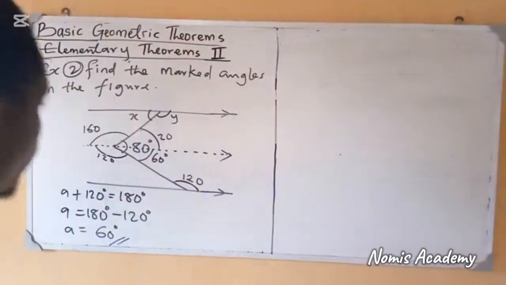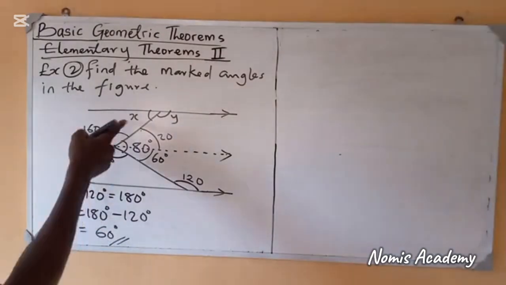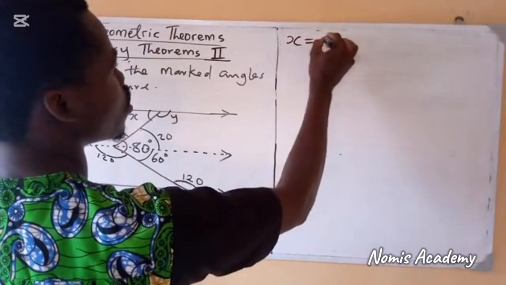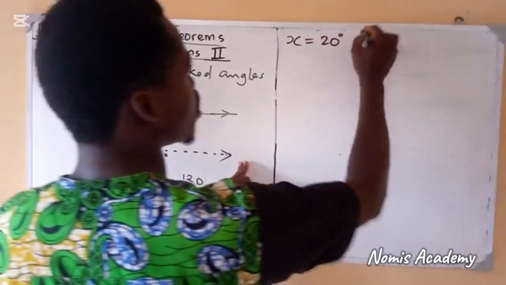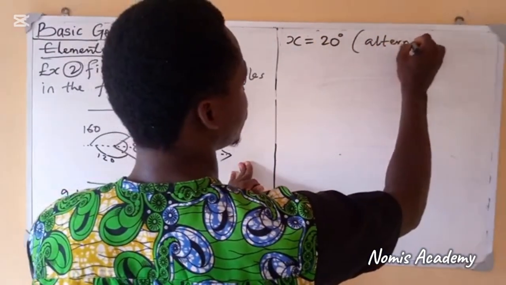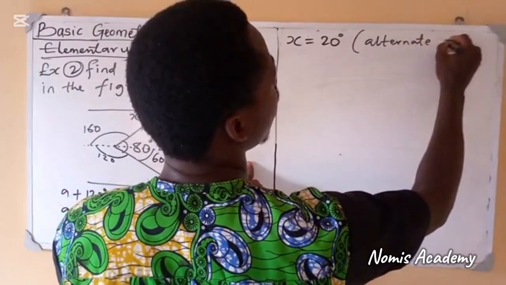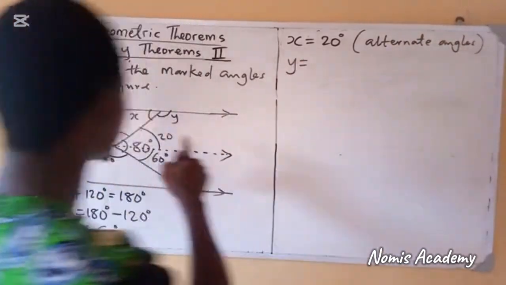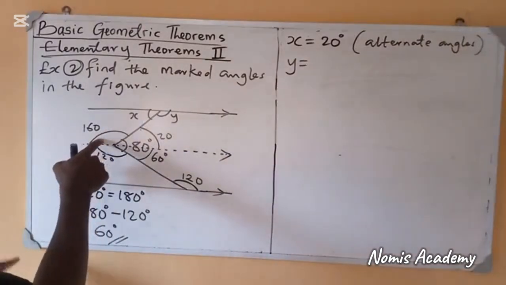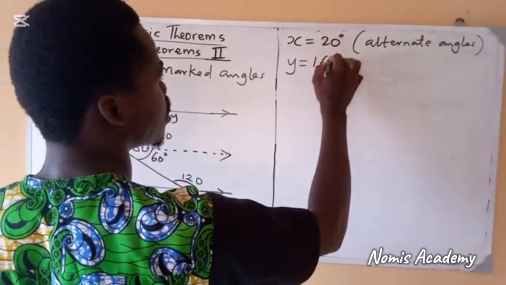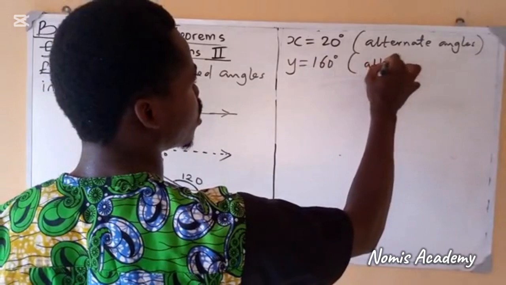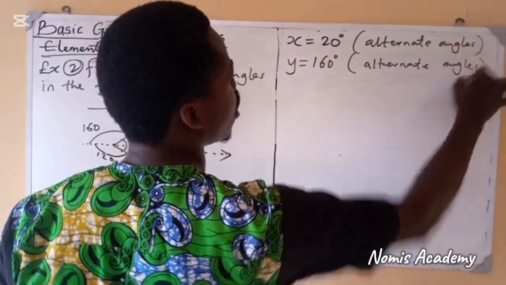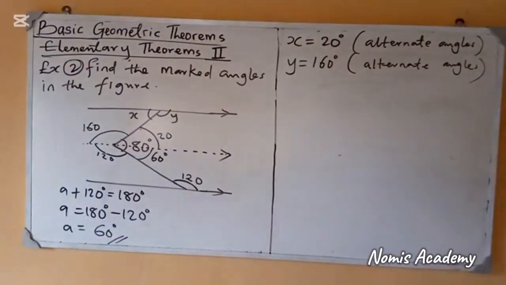So to find x and y, we can now easily state that x is alternate to 20. X is equal to 20, which is what? Alternate angles. And then y is alternate to 160. Y is 160 degrees, also alternate angles. All right, so that is the idea behind this.